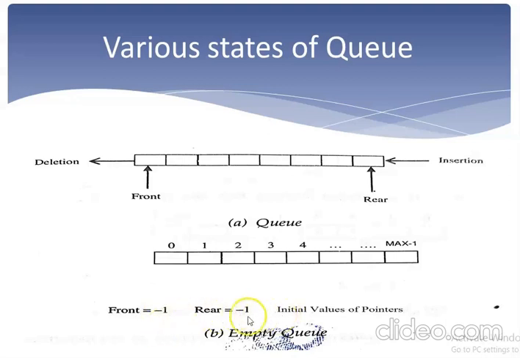So these are initial values. If initial values are minus 1, then we will call that state of the queue as empty queue. So whenever we don't have any element inside a queue, the pointers will be having the values minus 1. Keep that in mind.